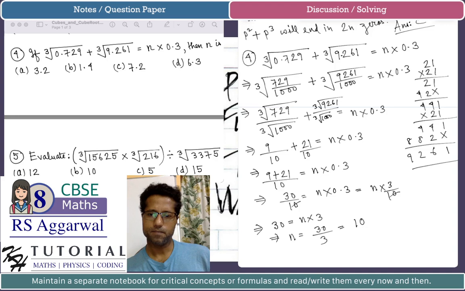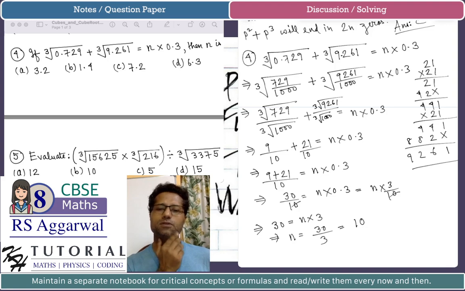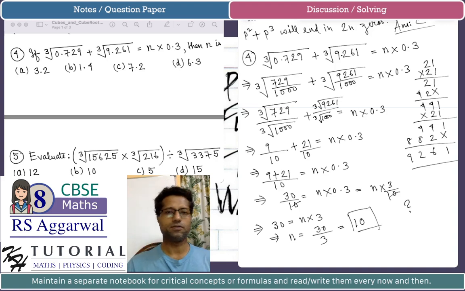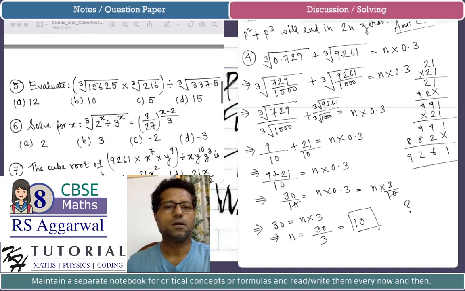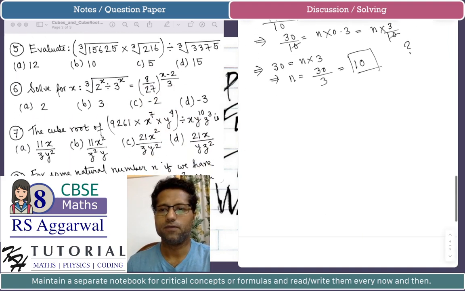30 by 10 is equal to n into 0.3. N into 0.3 is n into 3 by 10. 10 cancels from both sides, and we have 30 equals n into 3. Then obviously n is equal to 30 by 3, which is 10. I'm getting answer 10, but it is not there in the choices. So I will put a question mark, and come back to this question later on. Let's move on to the next question. Okay, question number 5.